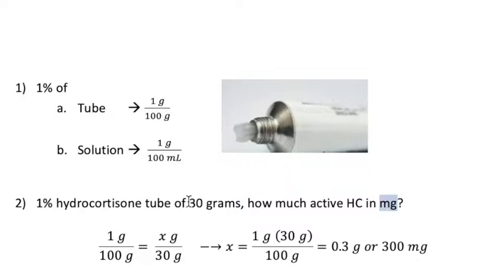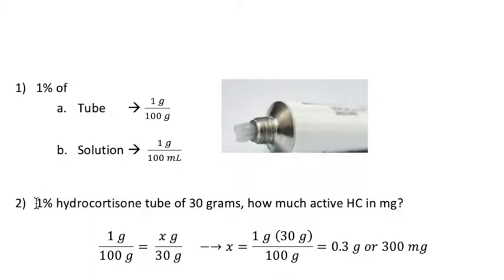Okay, when they tell you the tube is 30 grams, imagine this tube. If you were to weigh the stuff inside, it comes down to 30. So the total thing weighs 30 grams. And you want to know how much of that entire creamy stuff is actually hydrocortisone. How many milligrams of it is hydrocortisone, right? Because it could be some filler stuff, some creamy stuff. We don't know. You want to know the active ingredient of hydrocortisone.